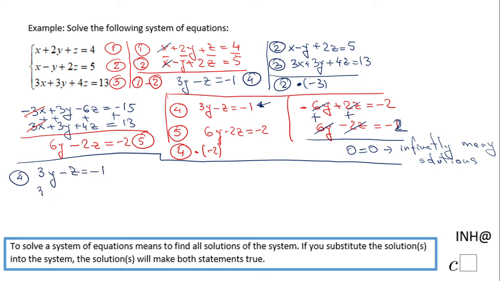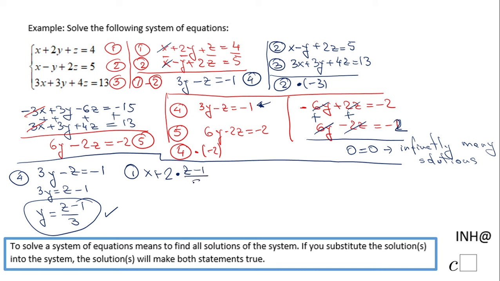We're going to have here 3y equals z minus 1, and y equals z minus 1 over 3. So this is the y value, and we use z as any real number. But we have to find x also, so I'm going to take equation number 1, x plus 2y, but y is z minus 1 over 3, plus z equals 4. So we're going to have to solve for x here.